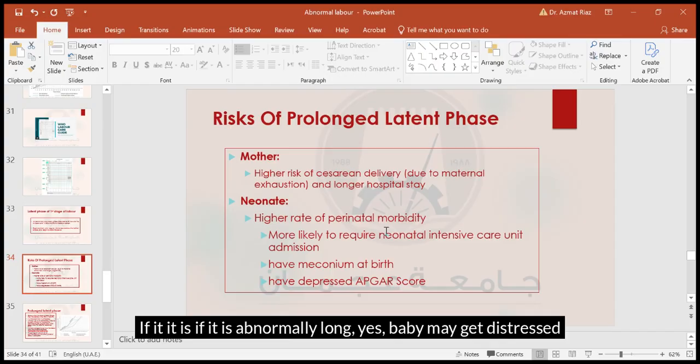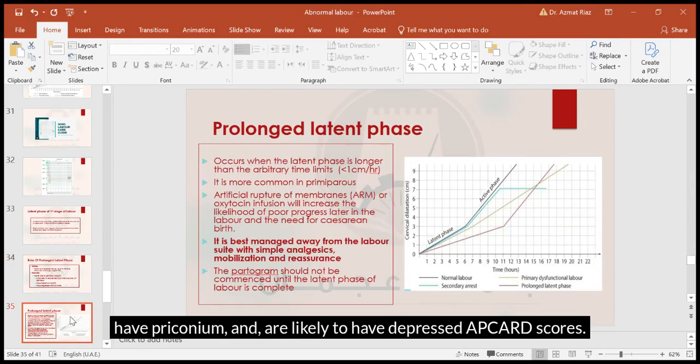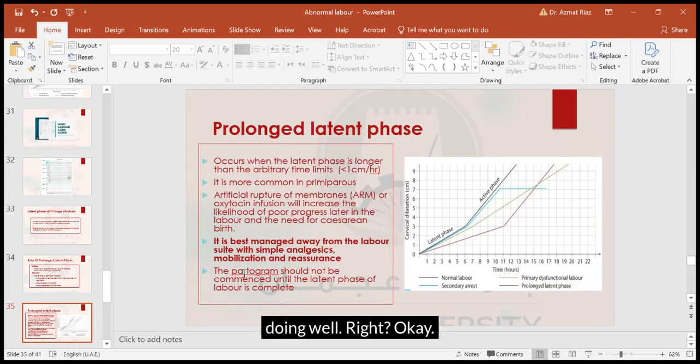If it is abnormally long, yes, baby may get distressed ultimately. So there are higher rates of perinatal morbidity, more likely to require neonatal intensive care unit admission, may have meconium, and are likely to have depressed Apgar scores. What is the best treatment? Of course, you make sure that baby is doing well, right?